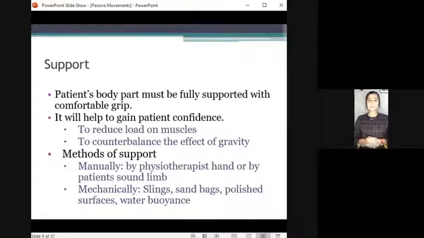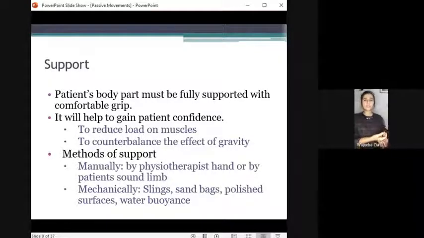The next one is support. Patient body must be fully supported with a comfortable grip. If the grip is painful, the patient will not allow you to perform movements. It will help to gain the patient's confidence by reducing the load on the muscle and to counterbalance the effect of the gravity. We can provide support with 2 methods. The first one is manually and the second one is mechanically. Manually, it can be provided by the therapist's hand or the patient's own limb.